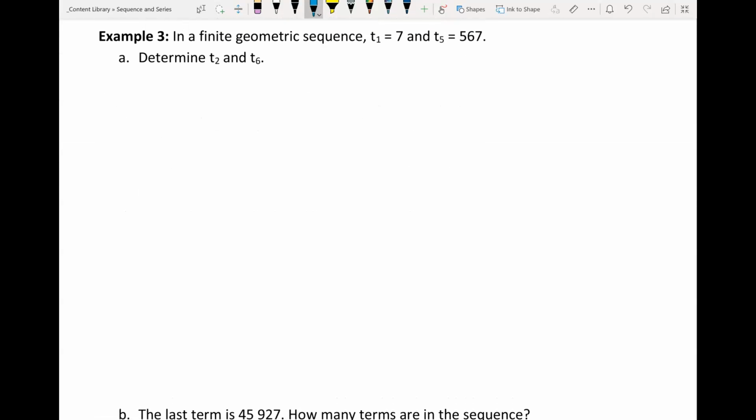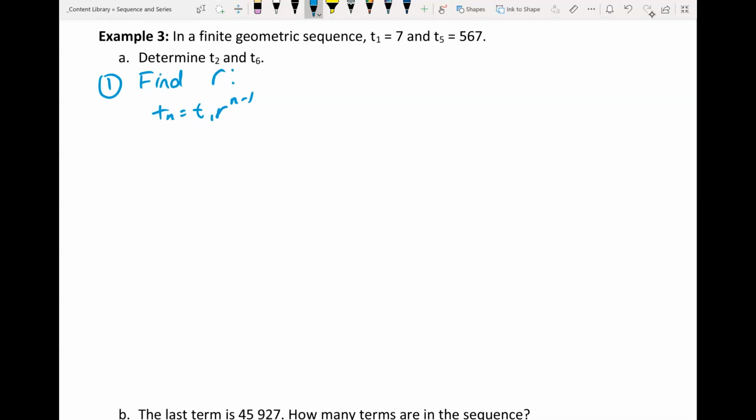So example 3, we have a finite geometric sequence where T1 is 7 and T5 is 567. We want to find T2 and T6. Now the first thing we need to do is find R. And this is our formula we're going to use. So to find R, let's think about what we have. We have a T1, it's 7. Instead of writing just Tn, we could be more specific and look at T5. That means n is equal to 5, and the only variable missing is going to be R.